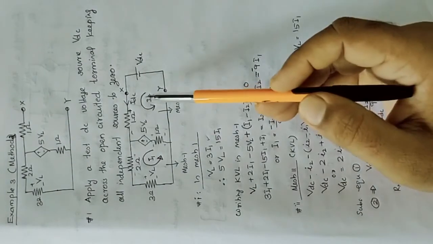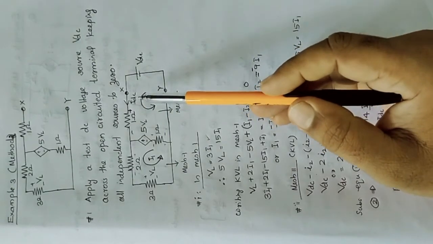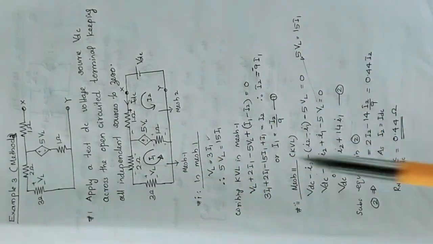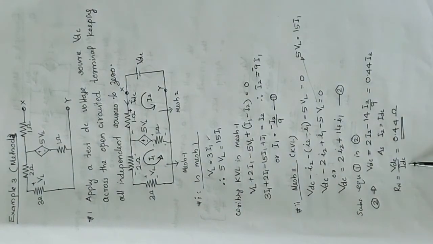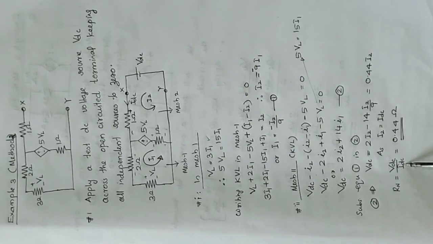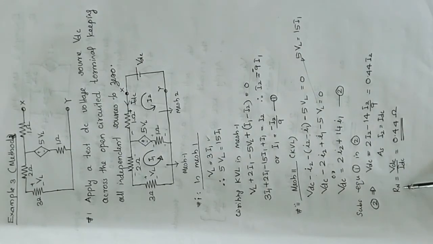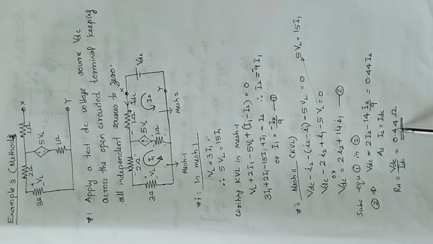As we know, I2 is exactly equal to IDC. And finally in method 2 we need to find the ratio VDC by IDC, which is equal to VDC by I2. So considering this fact, we can obtain the Norton equivalent resistance or Norton equivalent impedance as VDC by IDC, which is equal to 0.44 ohm.